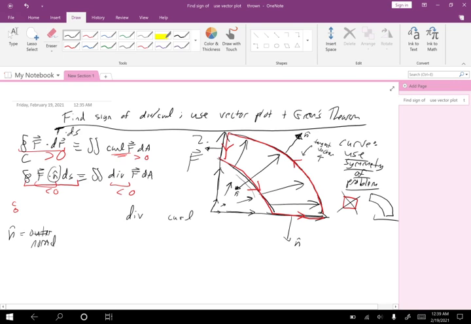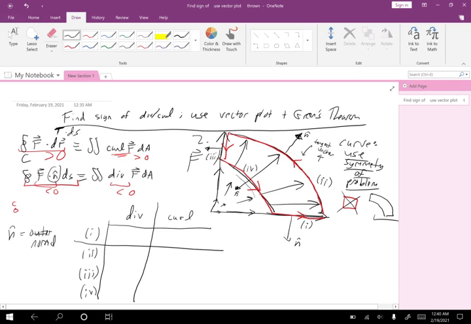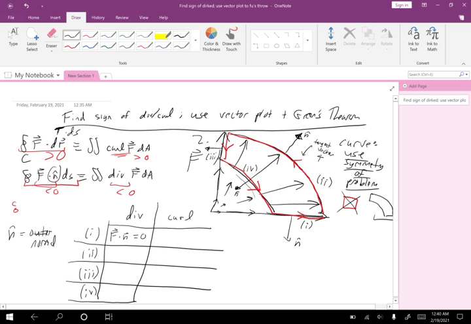So obviously we have 4 pieces. So why don't we break this up into 4 curves? 1, 2, 3, and 4. And I'm going to make a table just to organize my thoughts on each curve. So for the first curve, what do we see? We see F dot n. Remember, that's what we want for the divergence. F dot n, F is pointing to the right and it's pointing down. This is 0. And this is actually the same case for 3.